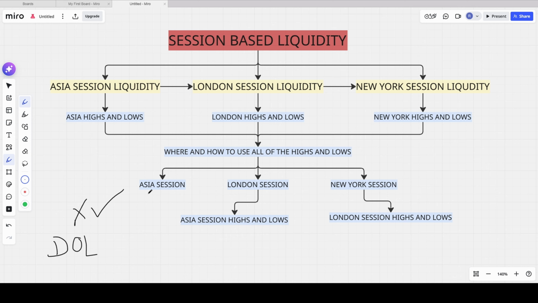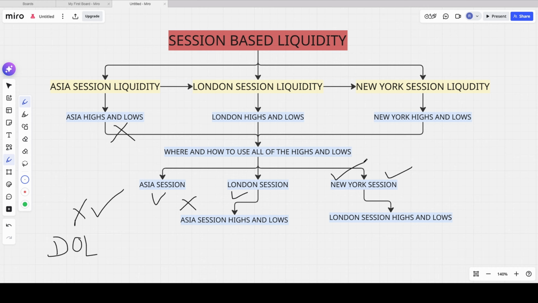While Asian session highs and lows are most commonly used during the London session, they can also be used in the New York session if those levels have not yet been swept. If the Asian highs or Asian lows remain untouched after the London session, they can still act as valid liquidity targets during the New York session. However, the key condition is alignment.